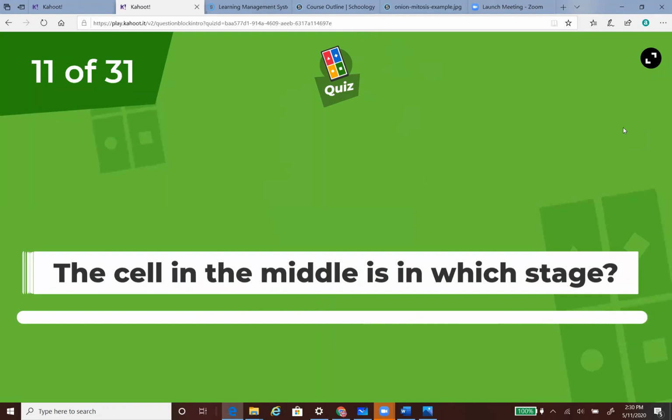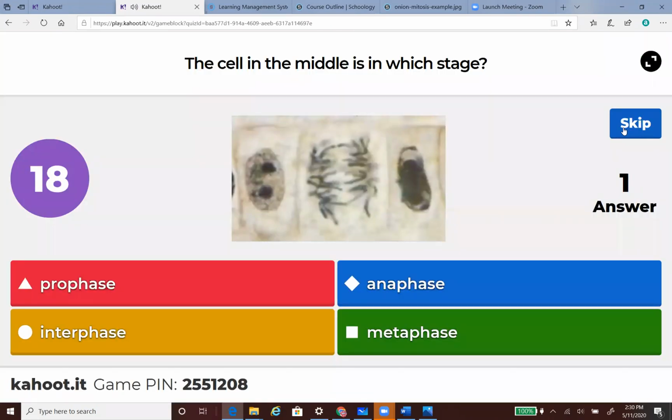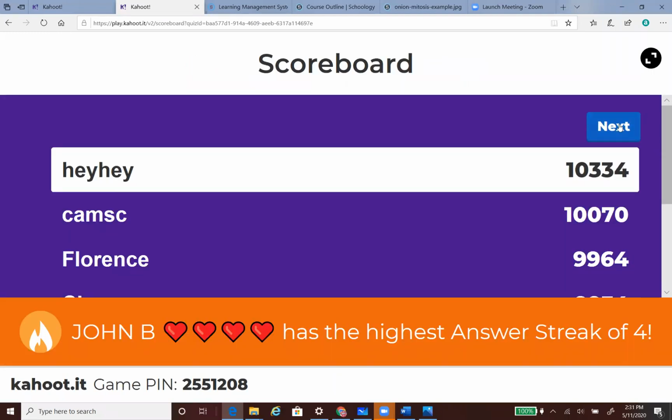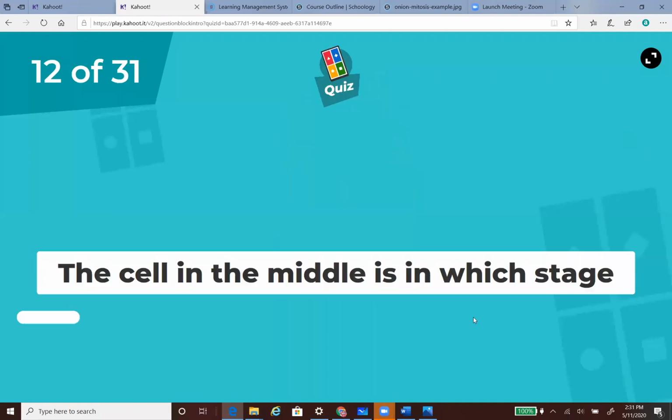In the middle of this image, I think you've just seen this one. Anaphase, very good. Chromosomes are split. Excellent. All right, Hayes back. Next question.